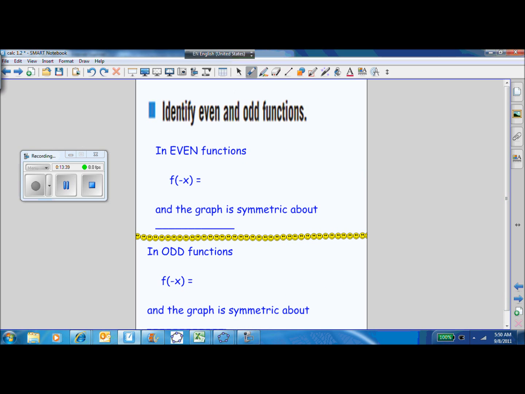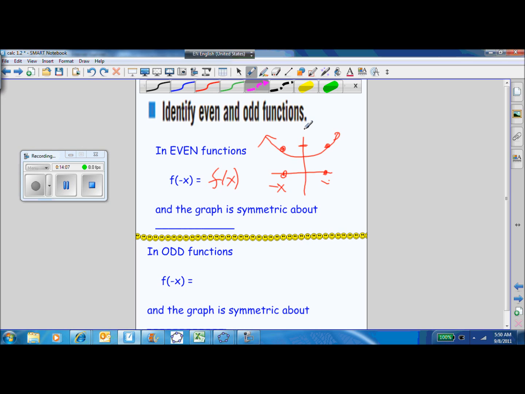Even and odd functions are not something we looked at before. Let's just talk about the ideas behind it. The functional notation test in even functions is f of negative x equals f of x. So if we look on either side, here's x and here's negative x, they're both going to go to the same value, like we'll see in parabolas and so forth. And the graph is symmetric about the y-axis.